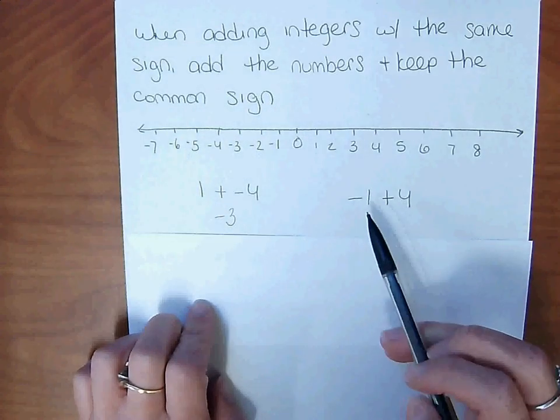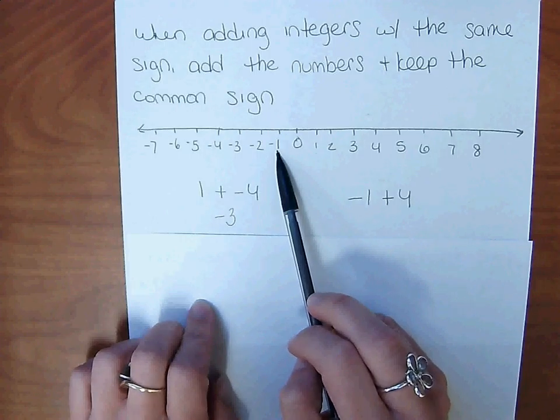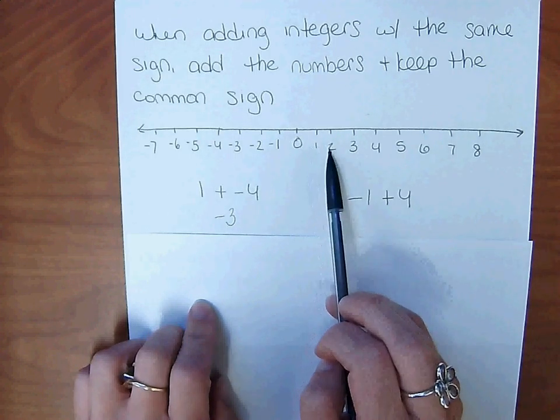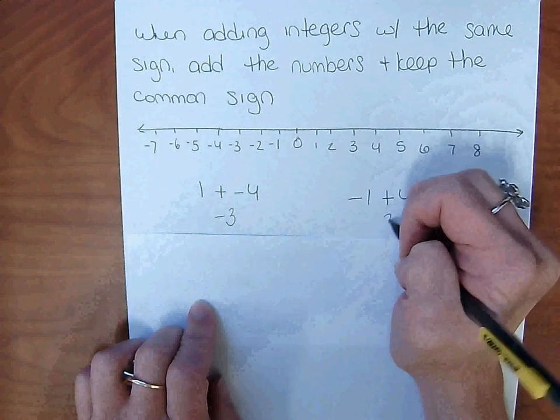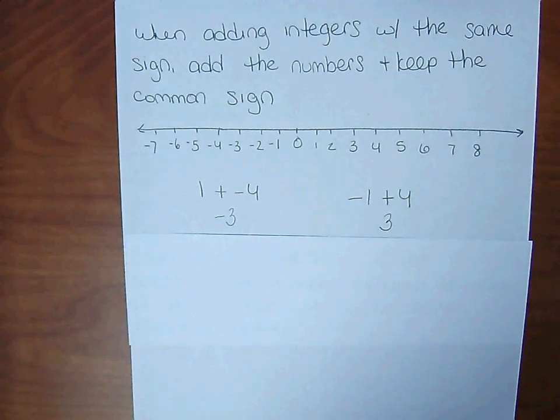Over here I'm going to start at negative 1 and add 4. So travel 4 to the right. And we get 3. So again, looking at the examples, the numbers that are there are a 1 and a 4. And the answers, both times, are 3.